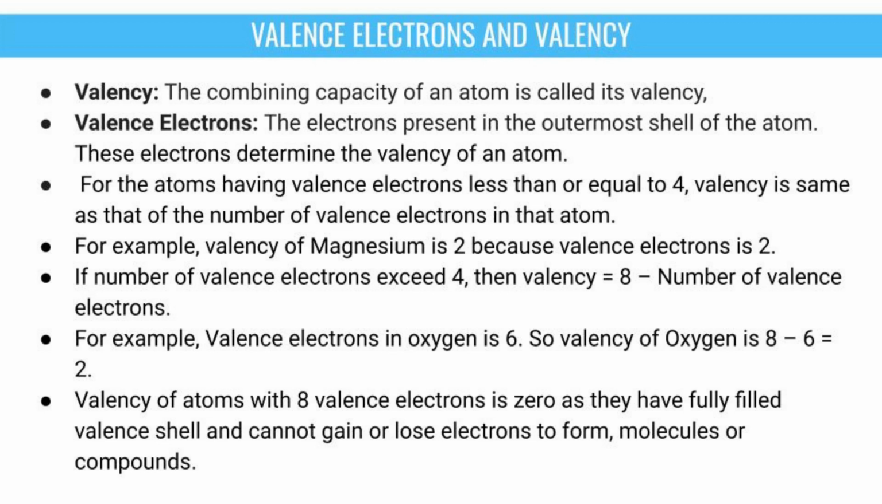If the number of valence electrons exceeds 4, then valency equals 8 minus the number of valence electrons. For example, valence electrons in oxygen is 6, so valency of oxygen is 8 minus 6 equals 2. Valency of atoms with 8 valence electrons is 0, as they have a fully filled valence shell and cannot gain or lose electrons to form molecules or compounds.